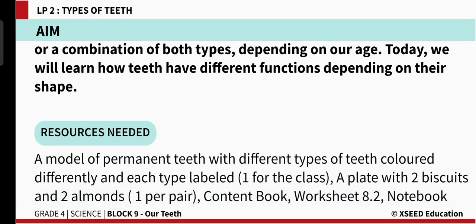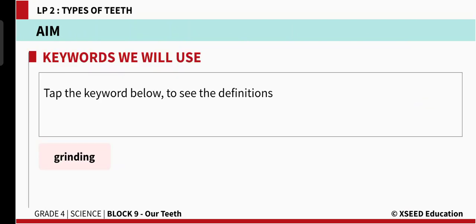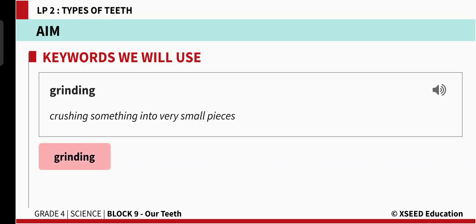Resources needed are a model of permanent teeth with different types of teeth colored differently and each labeled, a plate with 2 biscuits, 2 almonds, content book, worksheet and notebook. The keyword we will use in this chapter is grinding, meaning crushing something into very small pieces.